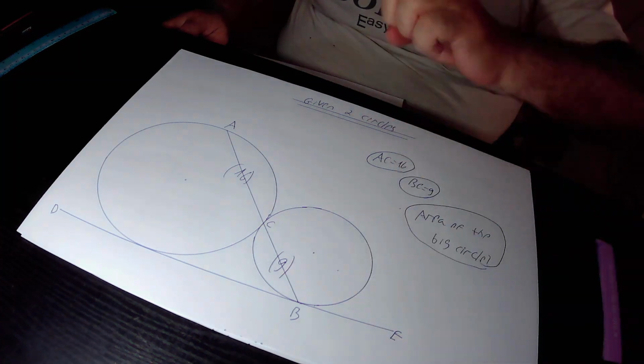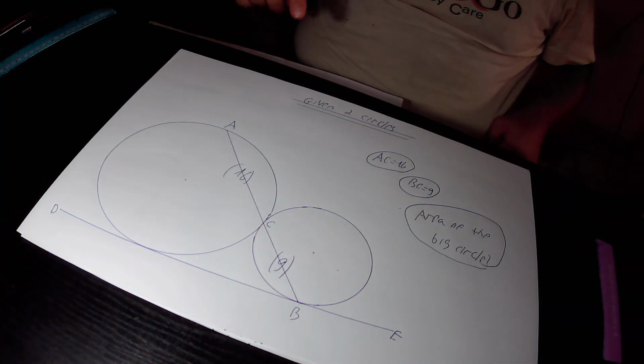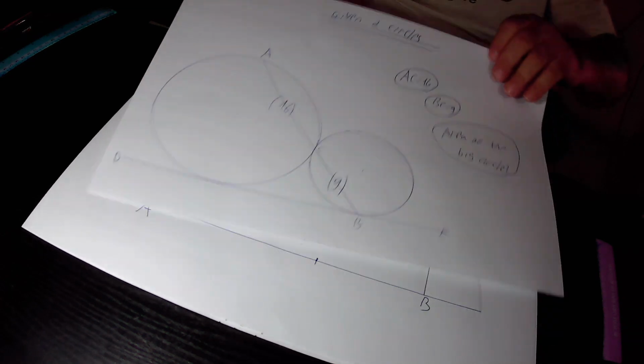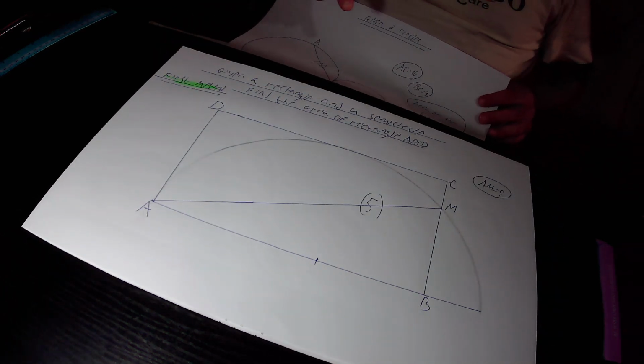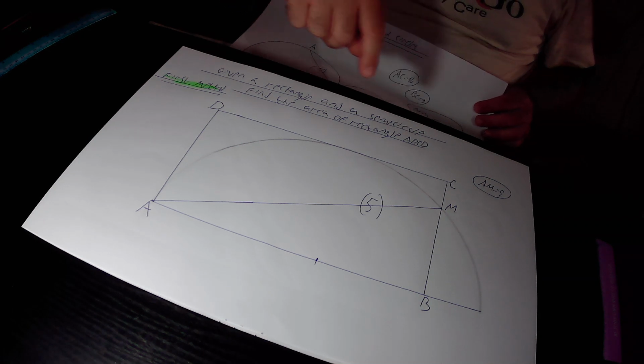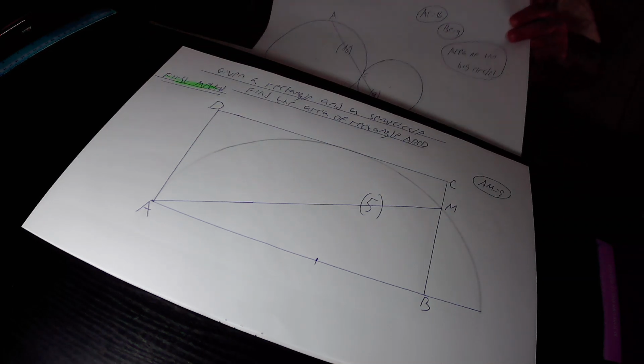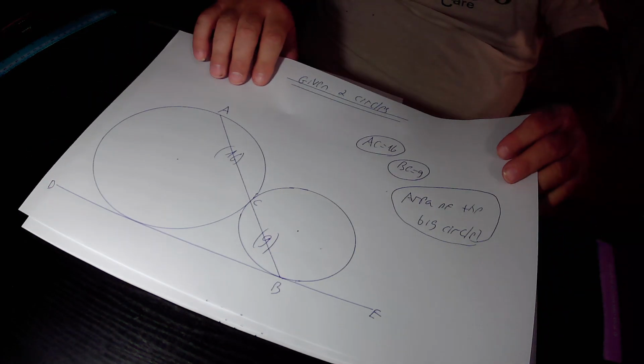Hello, in this lecture we'll answer two questions. In the first question, we'll find out the area of this big circle, and in the second question, we'll find out the area of this rectangle ABCD using two different methods. So we'll start with the first question.